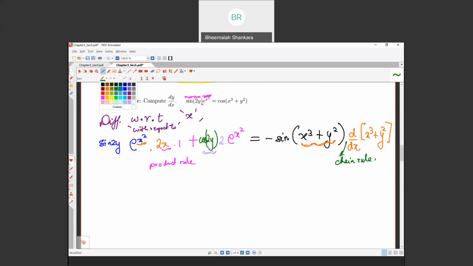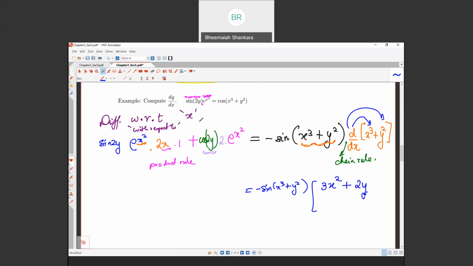So now let us derive the right hand side here. We have a negative sine product x cubed plus y square. Derivative of the first term with respect to x, you have 3x square, the power rule of differentiation. Derivative of y square with respect to x: first derive y square, which is 2y, power rule, and now you want to differentiate this y again, chain rule. So it's dy over dx. Now you read carefully.